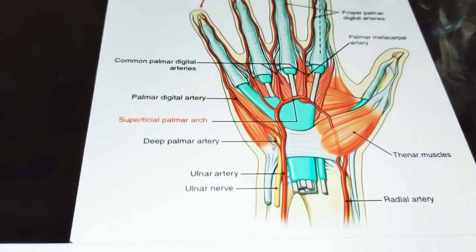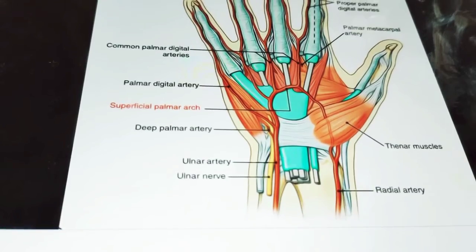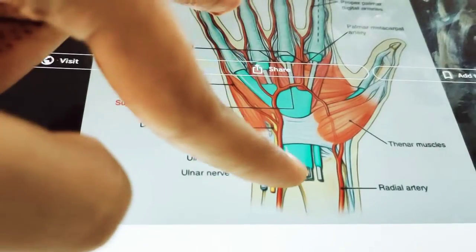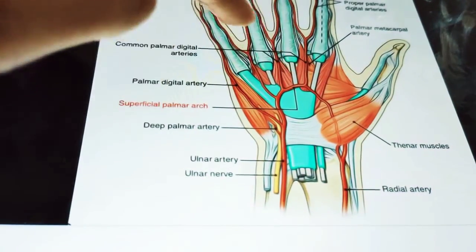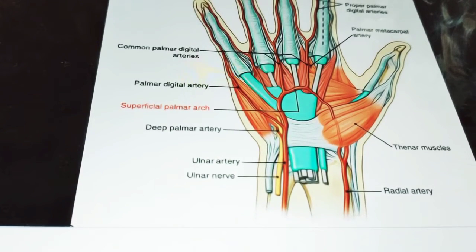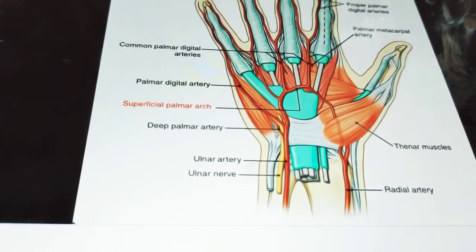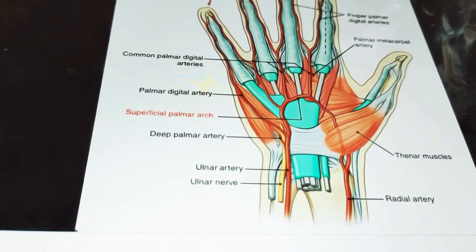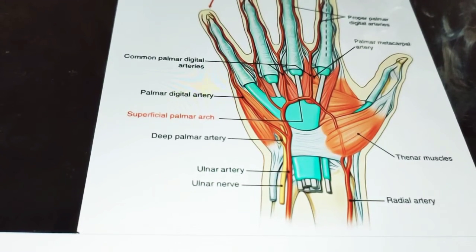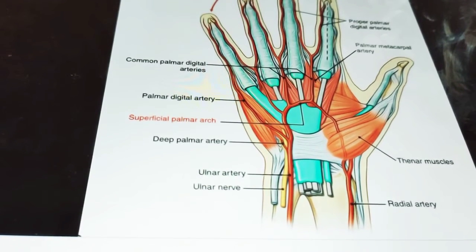So next let us see its branches. From its convexity, from its distal side, the arch gives off three palmar metacarpal arteries. You can see three palmar metacarpal arteries. You can zoom this: 1, 2, 3. These three palmar metacarpal arteries run distally in the second, third and fourth metacarpal spaces, supply the medial four metacarpals, and terminate at the finger clefts by joining the common digital branches of the superficial palmar arch. So they join the superficial palmar arch. That's what we are discussing.